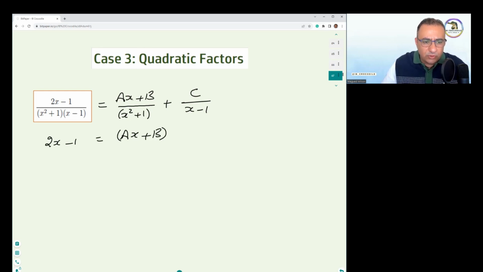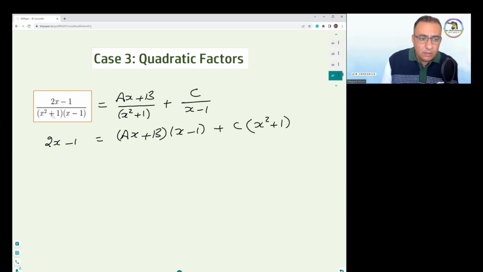If you multiply, it was over x squared plus 1. So if you multiply by this denominator, this x squared plus 1 will cancel with that factor here. So you will be left only with x minus 1. So here it is going to be x minus 1, and then plus C multiplied by, so x minus 1 again will cancel if you multiply, and then you will end up with x squared plus 1. Okay, so then we can expand.